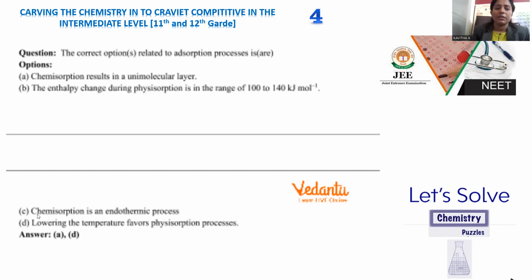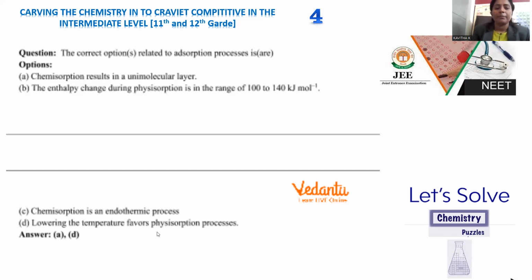Move on to option C. Chemisorption is an endothermic process. As of now, we said adsorption is always an exothermic process. So we can cancel out option C also.